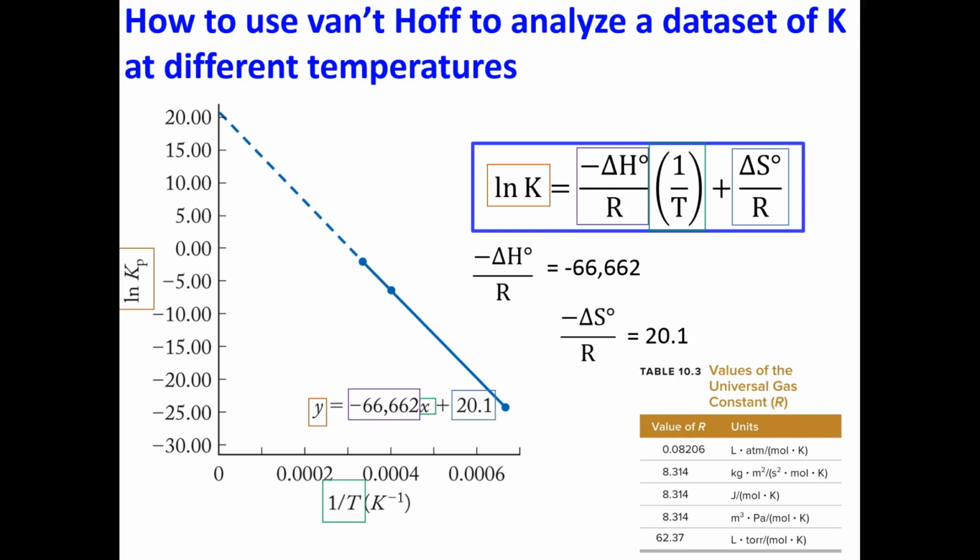And that is how you are going to use a y equals mx plus b equation to solve for delta H and delta S. So you're just basically using it to set up these algebraic equivalencies. So try these on your own and see if you can get the answers that I just got.